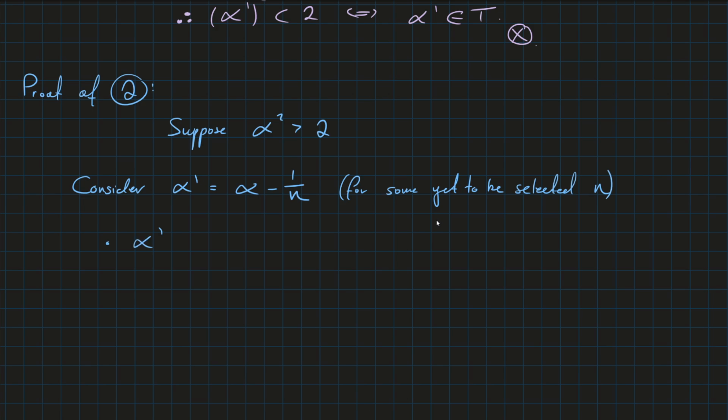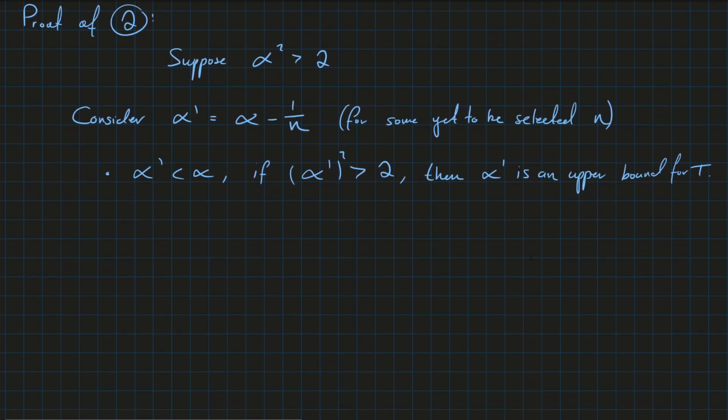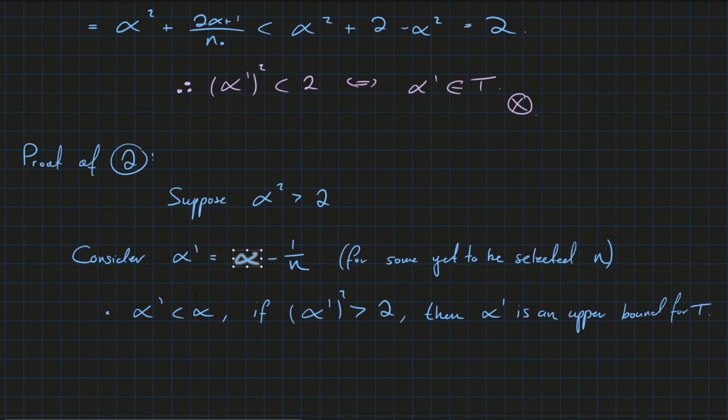We want to note that alpha prime is less than alpha. If alpha prime squared is greater than 2, then alpha prime is an upper bound for T. But again, in a similar way to before, that contradicts that alpha was our least upper bound, because alpha prime is smaller. If we can show that it's greater than 2, then alpha prime is also an upper bound, but a smaller one, so alpha must not have been our supremum.